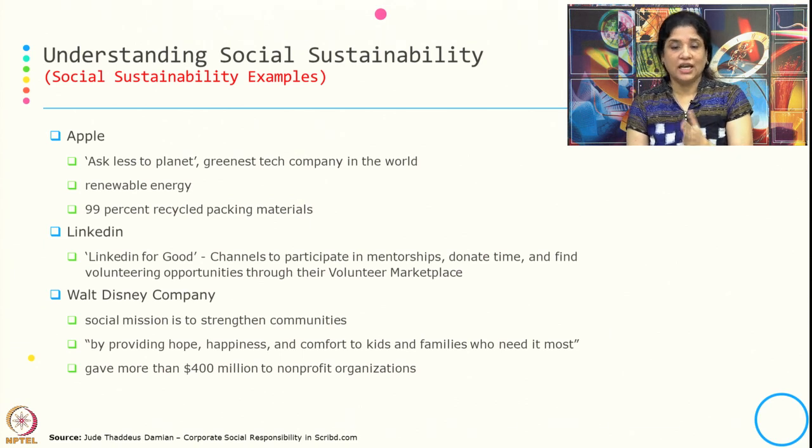LinkedIn for Good channel to participate in mentorship, donate time and find volunteering opportunities through the volunteer marketplace. You will find many more examples. This is an organization that is also seriously putting effort into social sustainability. You will find many more examples of social sustainability in context.